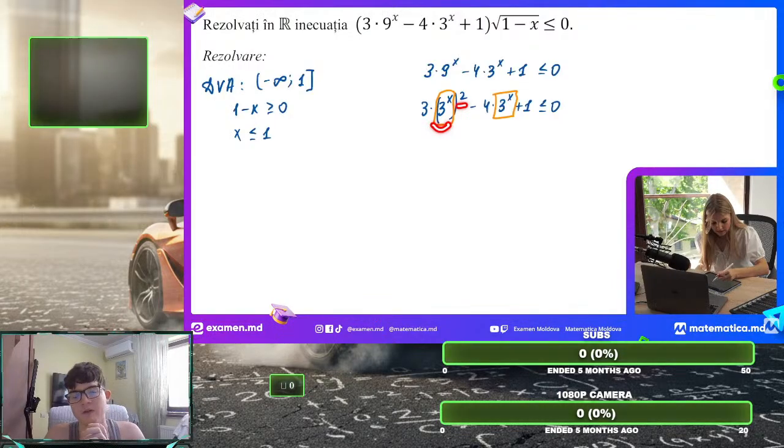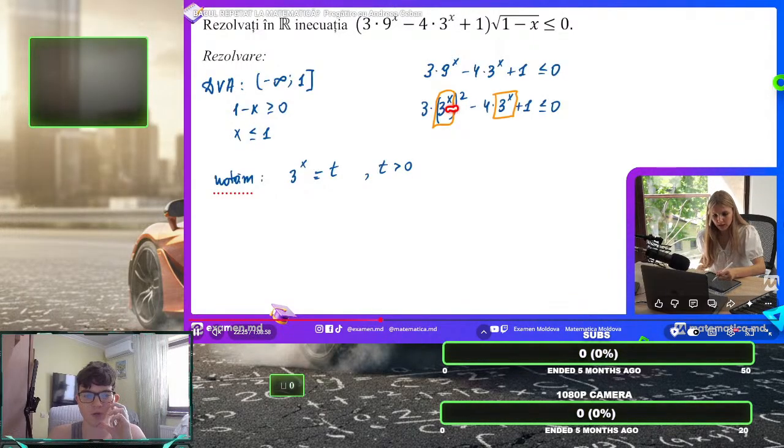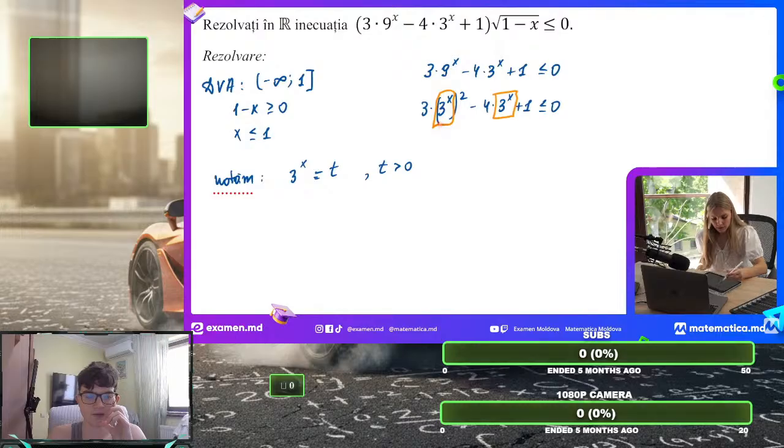Okay, so now what I see here, perhaps we can solve this by annotating 3 to the power of x as t. So when we swap that in, we'll get a quadratic equation which we can solve, and thus we'll get our values. Yeah, so this is exactly what will happen. 3 to the x, t, has to be bigger than 0. Why? I don't know, but anyways.